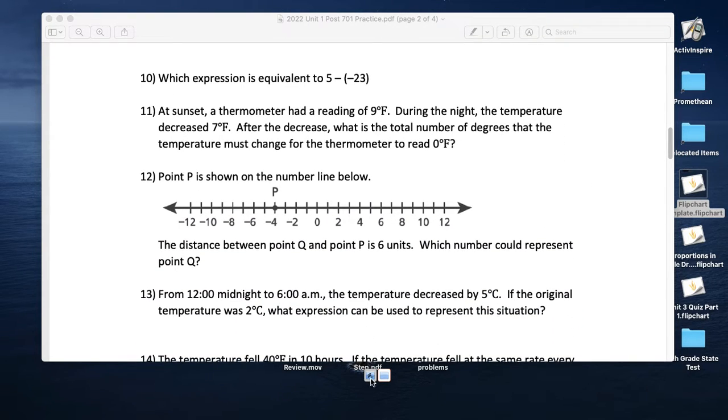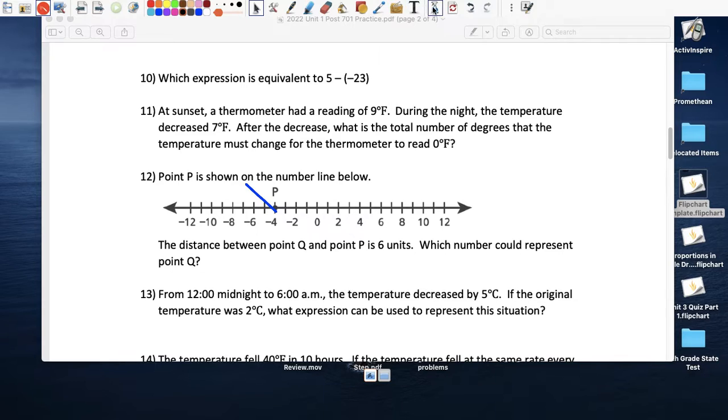Number 10. I think the question was missing a part here, but it says which expression is equivalent to 5 minus negative 23? Well, first of all, what's 5 minus negative 23? Minus negative 23 is going to be 5 plus 23, which equals 28.